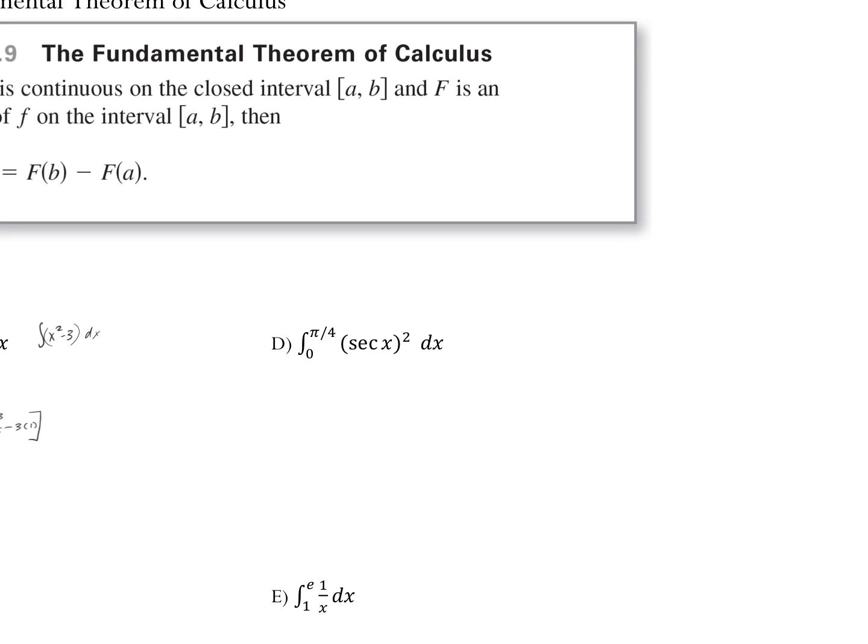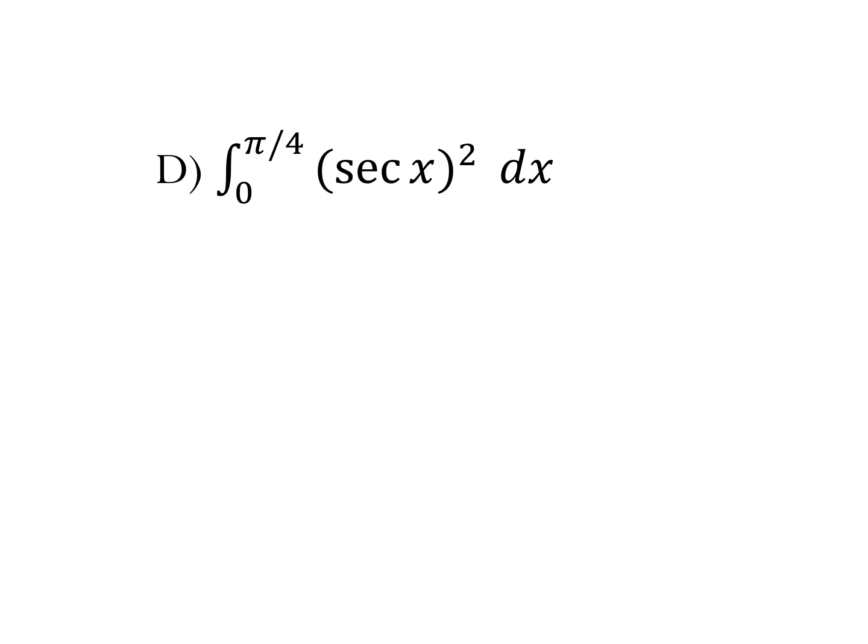Okay. All right, y'all. What is the antiderivative of secant squared? In other words, what function has a derivative that is equal to secant squared? Tangent. Okay, so this is tangent x evaluated from 0 to pi over 4.